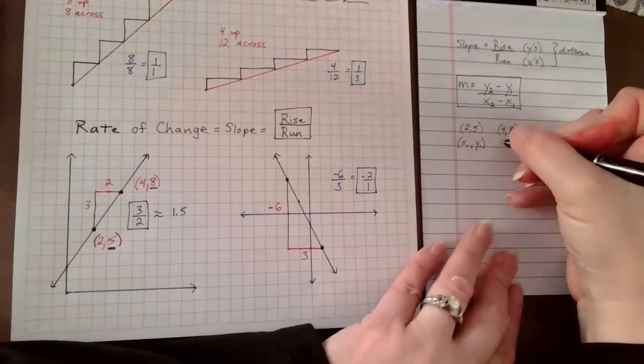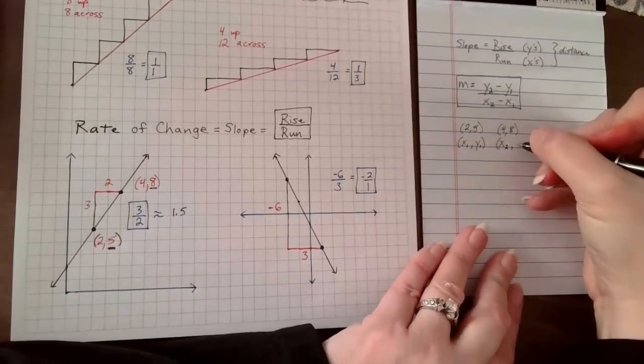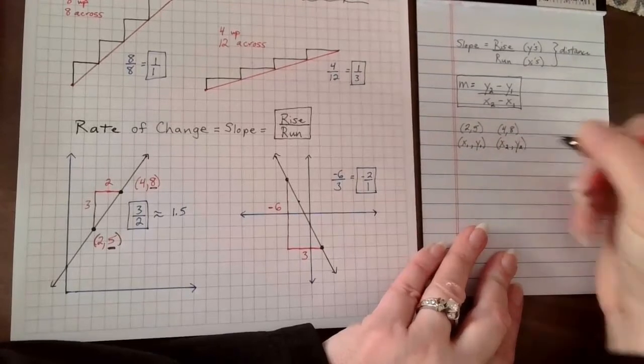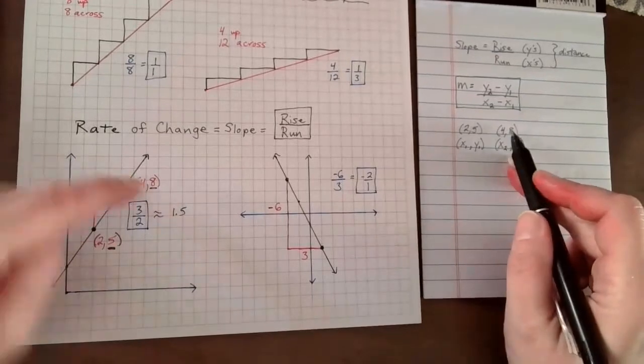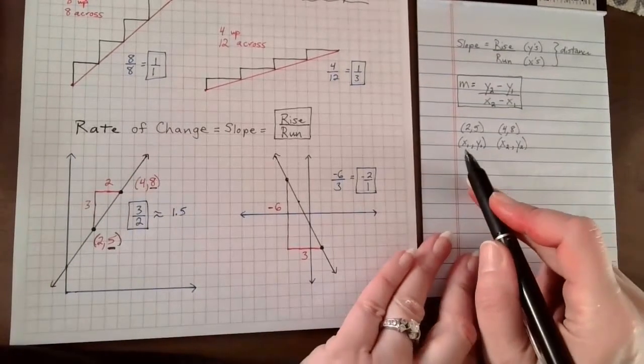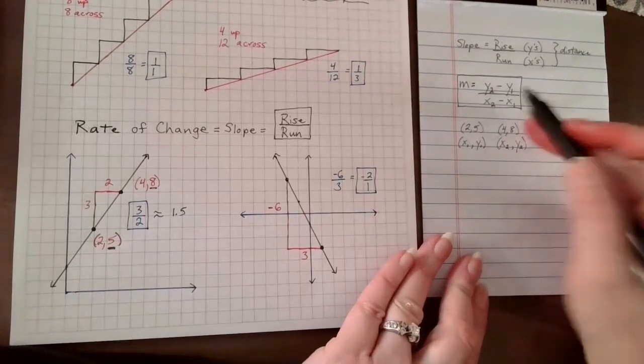And this one, this is my second x, comma, and this is my second y. We're just saying, here are my 2 points: 2, 5 and 4, 8. We've got 2 points, and the first x and the second x, the first y and the second y. That's where these are coming from.